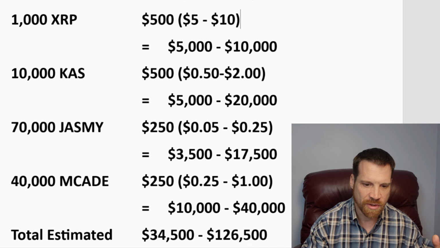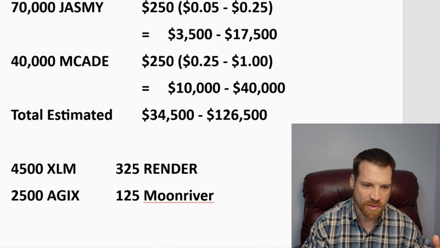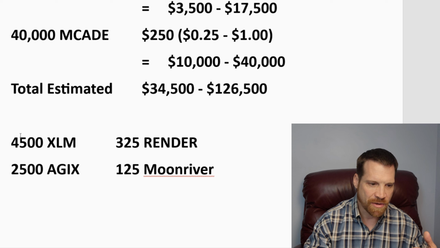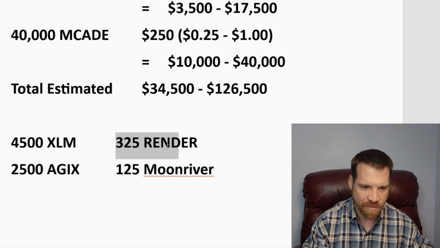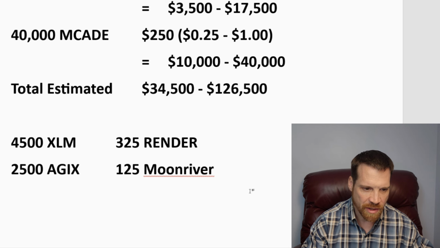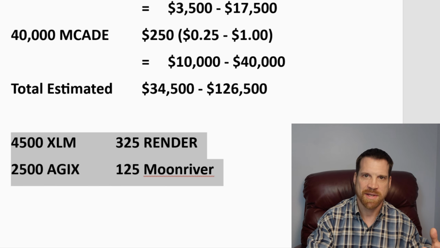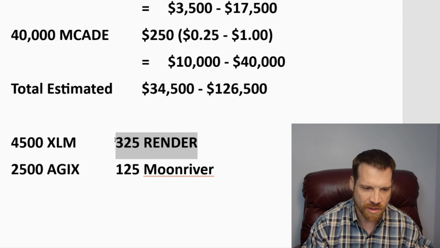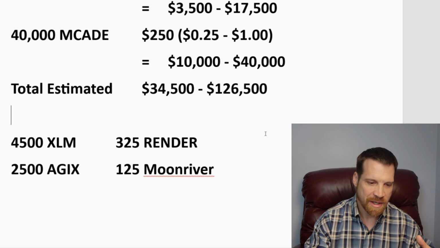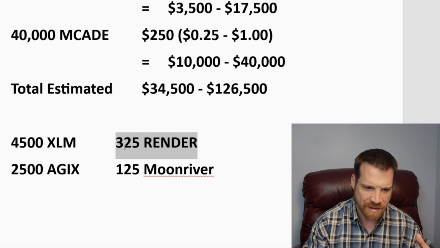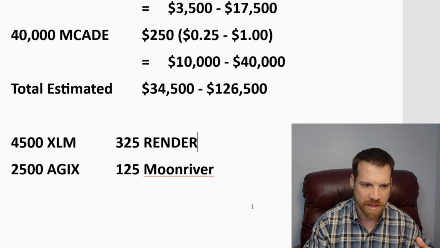Now, I've got some other coins in here that you could swap out for these. For around $500, you could get 4,500 XLM. You could get 325 Render, or you could get 2,500 AGIX, or 125 Moon River. These are all excellent projects that I think are going to do fantastic in the bull run. Render is a good play to have because of the rendering software they've got and the partnerships they have, and they could be absolutely fantastic. I think they partnered with Apple, if I remember correctly.